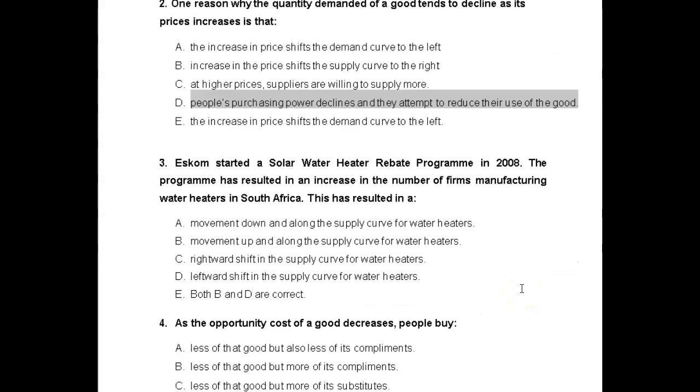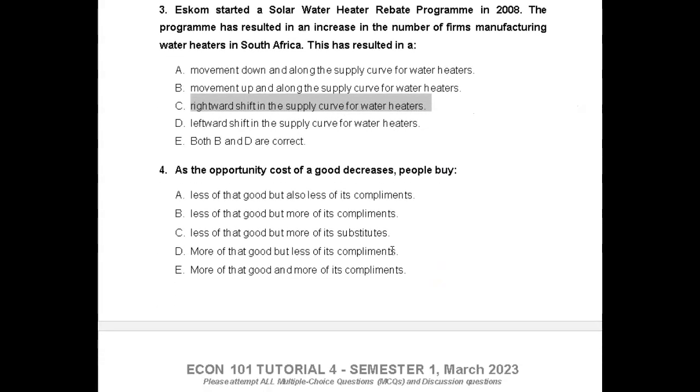The next one, ECON started a solar water rebate program. The program has resulted in an increased number of businesses manufacturing water heaters. So basically, a rebate program is when they encourage people to use heaters and they get money for it. So what will this be? Will it be supply curves? I would say rightward shift, because if more people are using heaters, then it'll change the supply. It'll have a shift in supply, positive effect, right? Because now more suppliers will manufacture heaters. That is why it's a rightward shift.